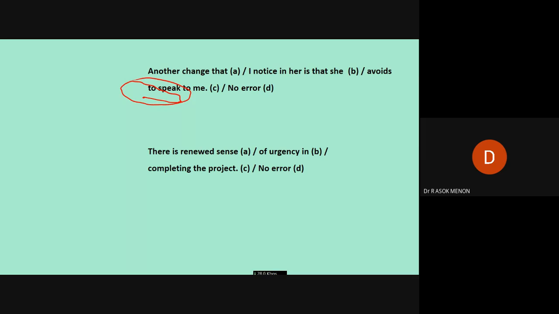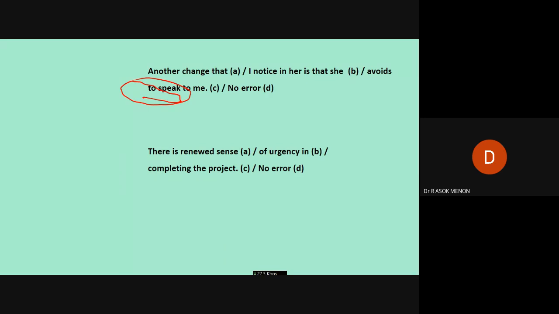C, to speak, is the error. In fact, the verb avoid. See, avoid is always followed by the ing form of the verb. Another change that I notice in her is that she avoids speaking to me is the correct answer. Avoid speaking. Okay, that is the answer.